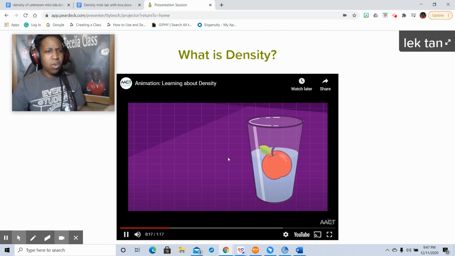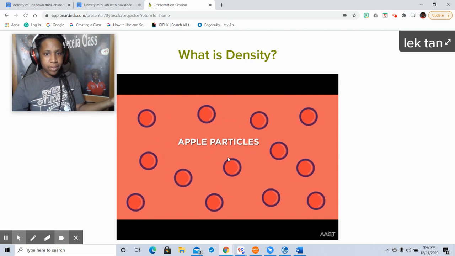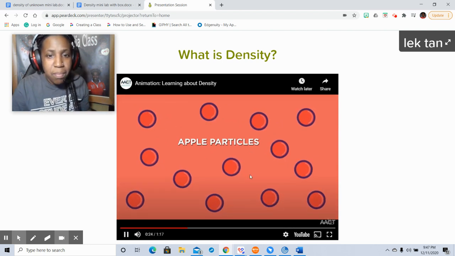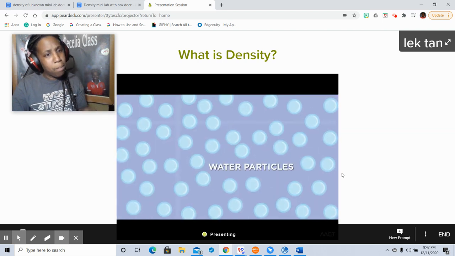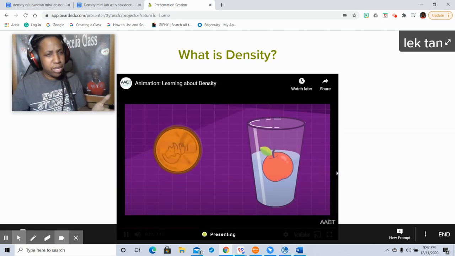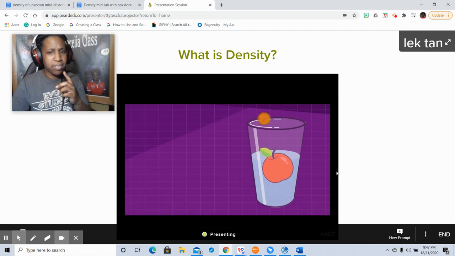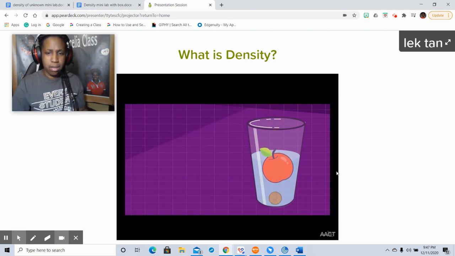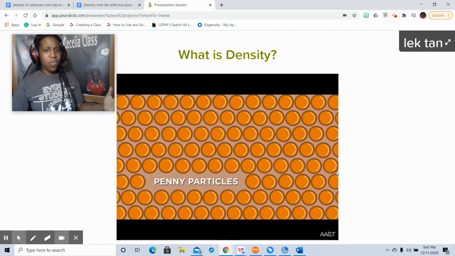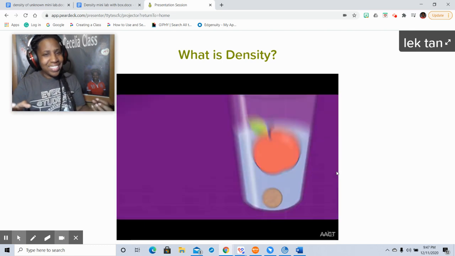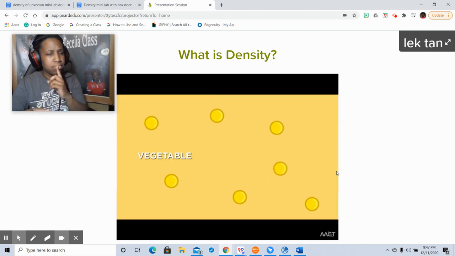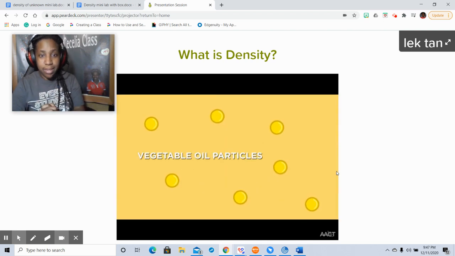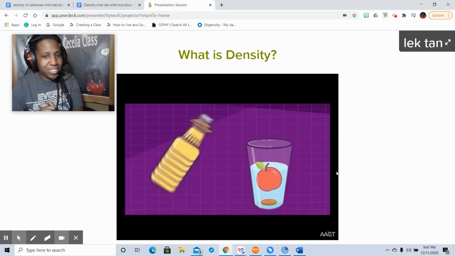Why is the apple floating and not sinking? Let's see. Look at the particles that the apple contains. Might it be that particles are the reason that things can sink or float? Now, let's look at the penny. Class, so why is the penny sinking but the apple is floating? Again, particles.